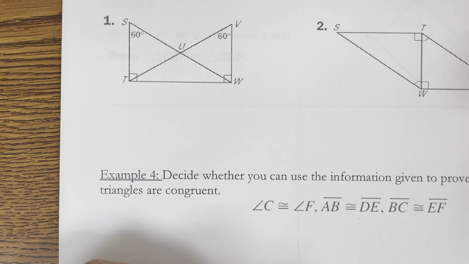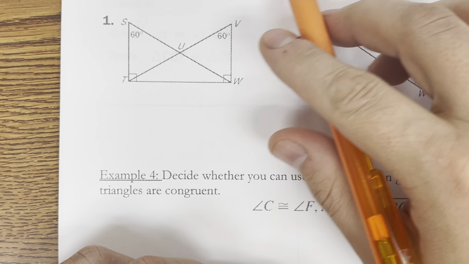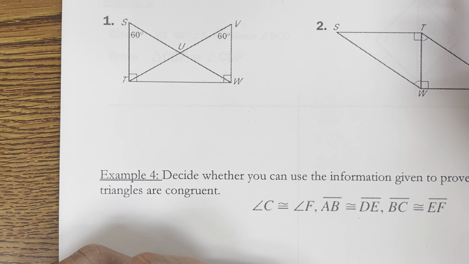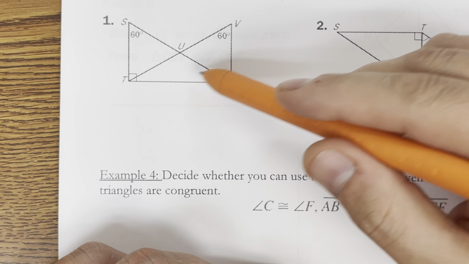Our next examples. Can STW and VWT be proven congruent with the information in the given diagram? If so, state the postulate or theorem that would be used. So this one's a little bit trickier here. I can kind of see that I have 2 triangles here.